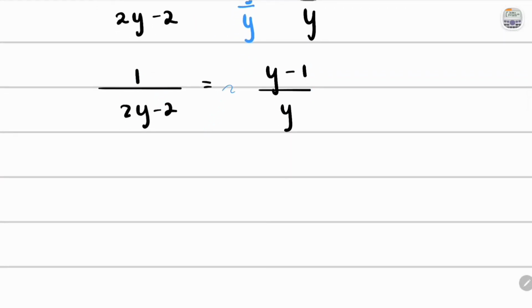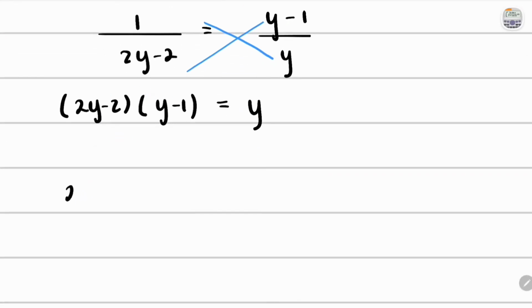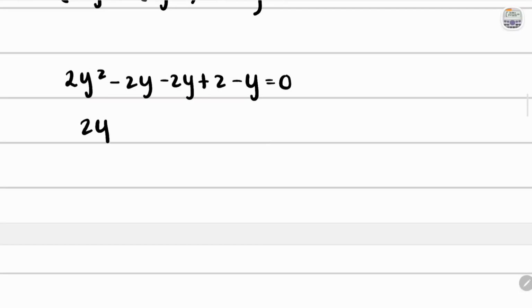Okay, so now that it looks like this, because you have a fraction and a fraction, we can just cross multiply. So these multiply across and those multiply across. When you multiply these two binomials, they're really just 2y minus 2 multiplied by y minus 1, which is equal to, and those multiply and become y. And now we can distribute that. So that's going to be 2y squared minus 2y minus 2y again, and then plus 2. And we might as well take this y over, so minus y equals 0. Okay, so like terms all together: 2y squared, negative 4y, that's what that becomes, minus y is negative 5y. And then we just have the positive 2 is equal to 0.